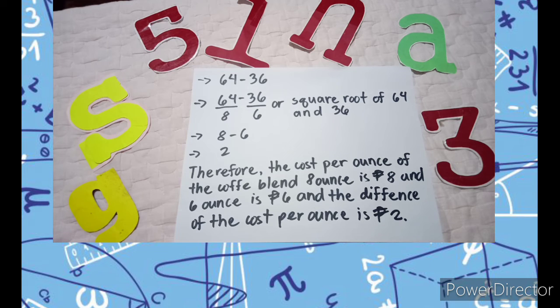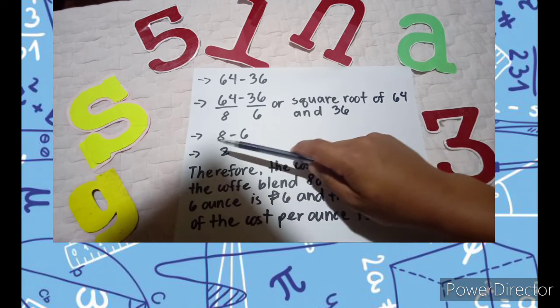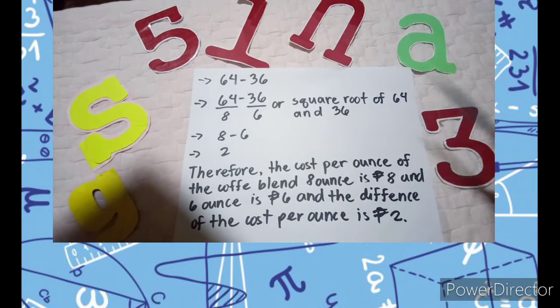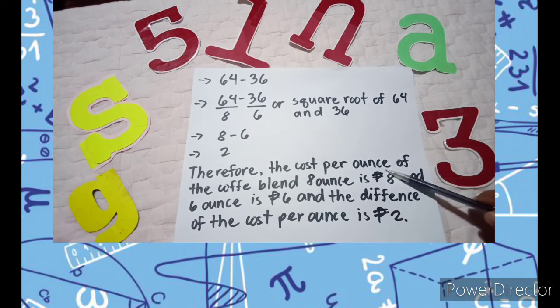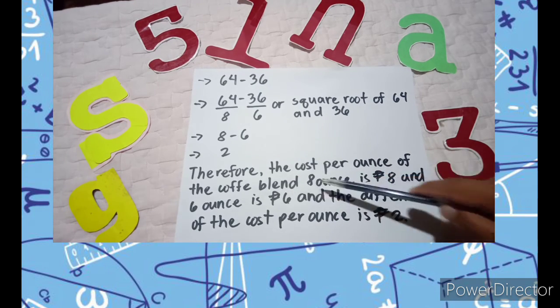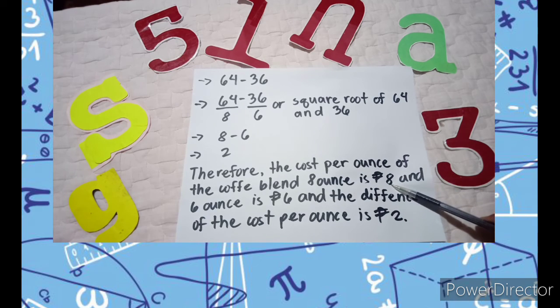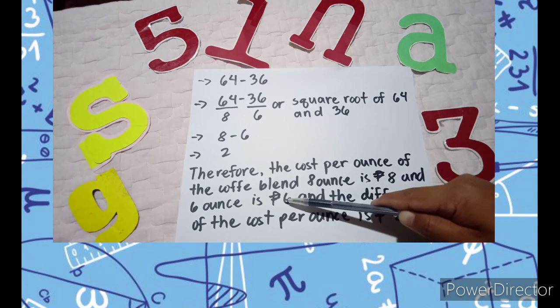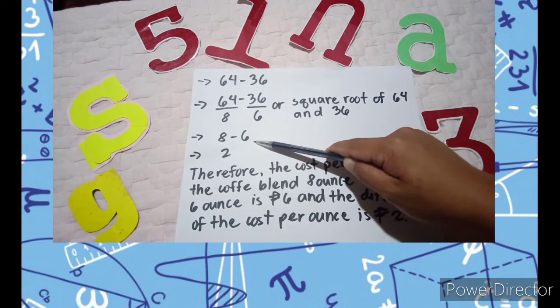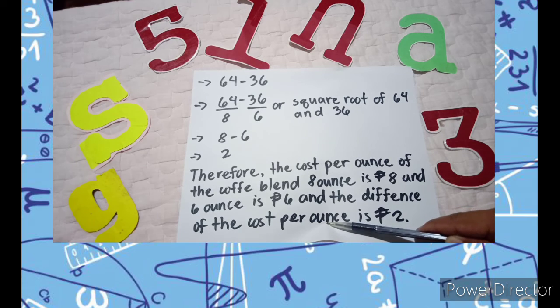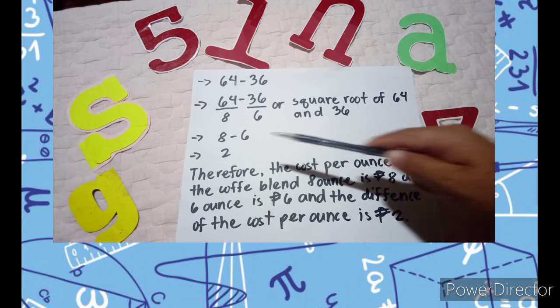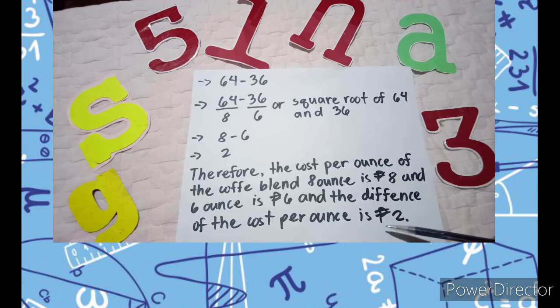And to find the difference of the cost per ounce, we just need to subtract 8 minus 6. The answer is 2. Therefore, the cost per ounce of the coffee blend, 8 ounce, is 8 pesos, and 6 ounce, 6 pesos. 8 and 6. And the difference of the cost per ounce is 2. Subtract 8 minus 6. The answer is 2 pesos.